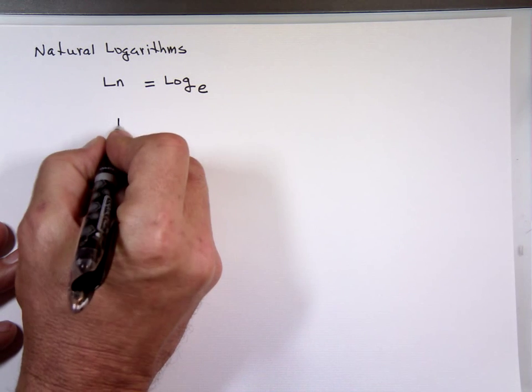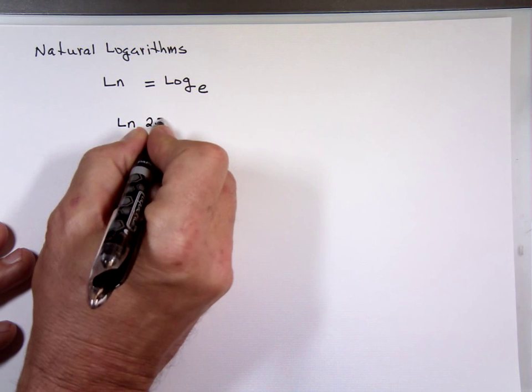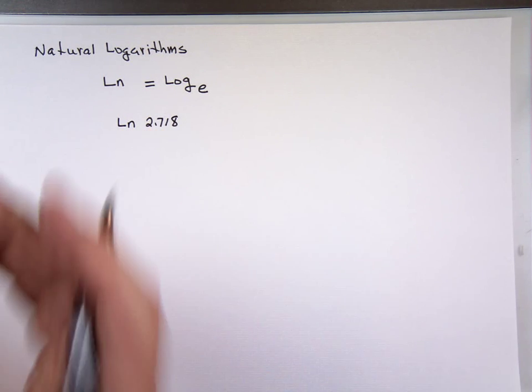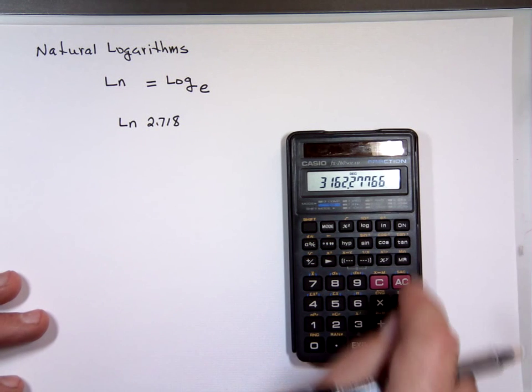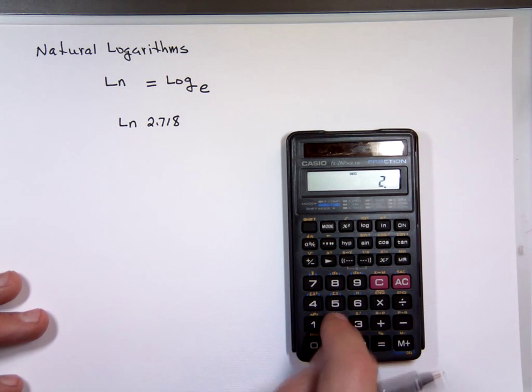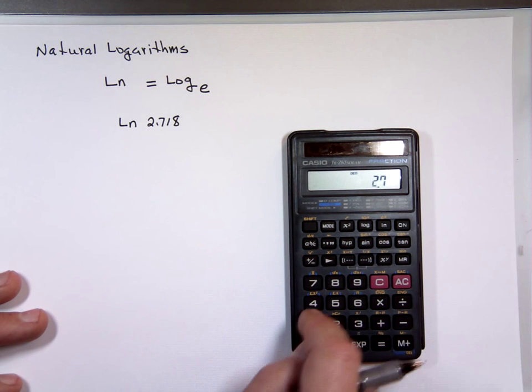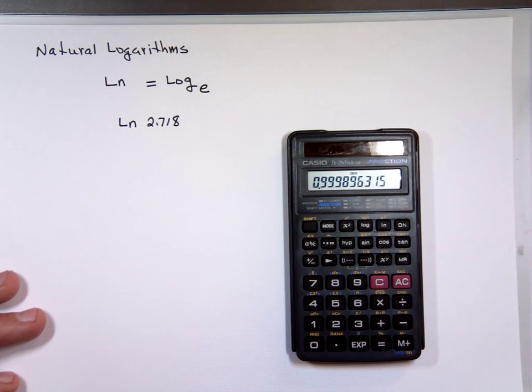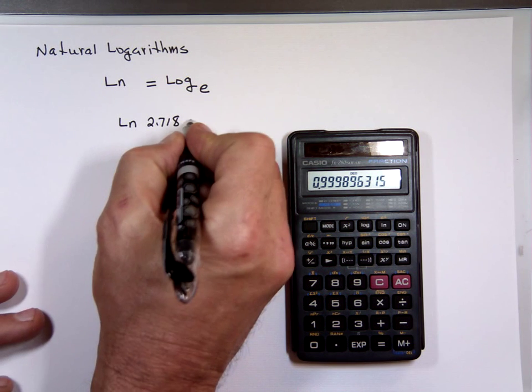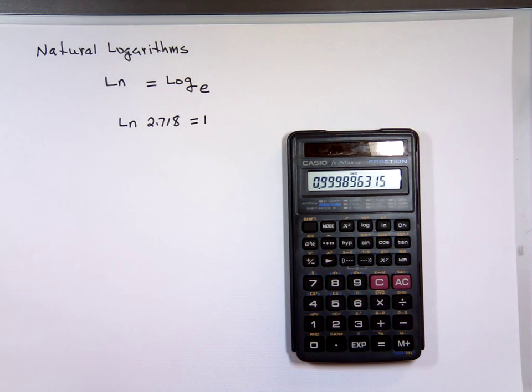So if we ask you, and again, E is 2.718, can you tell me what's the natural log of 2.718? The answer should be almost 1. Let's test it. 2.718, hit ln, 0.999998, which is a 1.